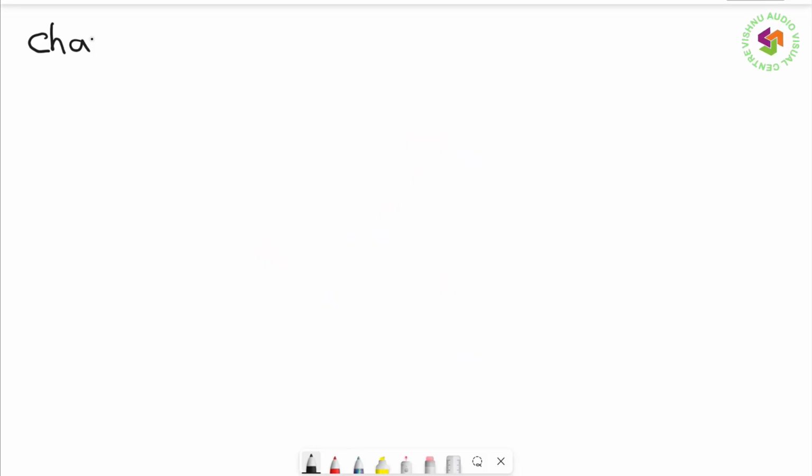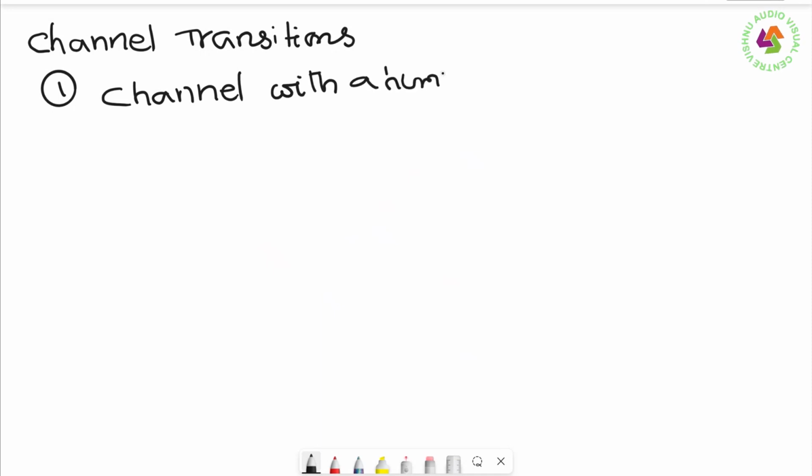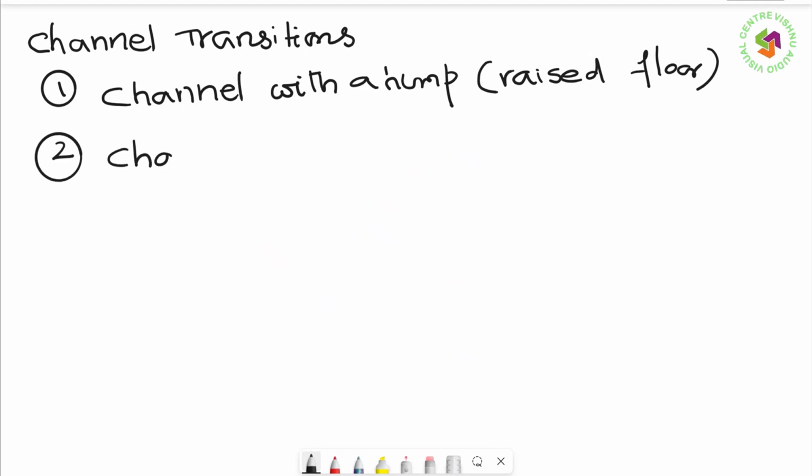So channel transitions. Two types of channel transition. Number one, a channel with a hump. A hump is nothing but a raised floor. Number two, a channel with width reduction.